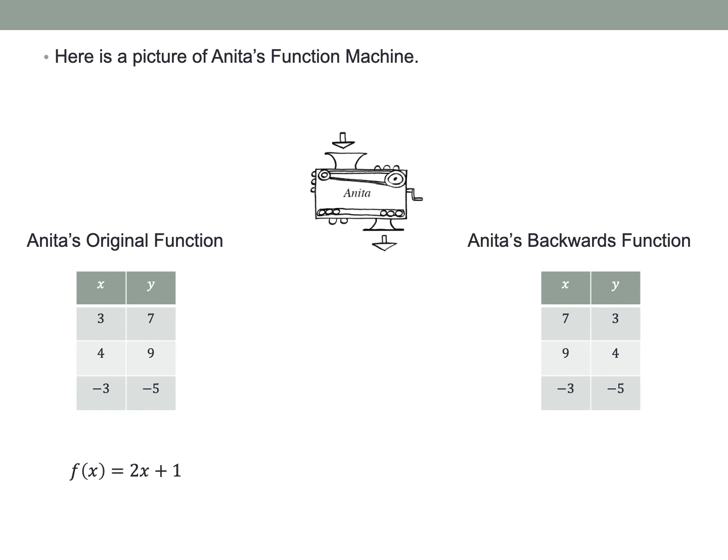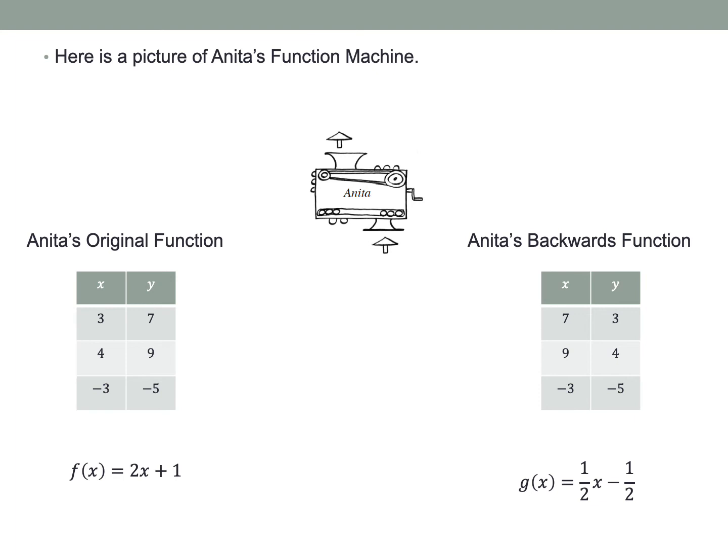And then what about Anita's backwards function? What do you think the equation of Anita's backwards function is? That's right, the equation of our backwards function, which we'll call g, is g of x equals 1/2 x minus 1/2.